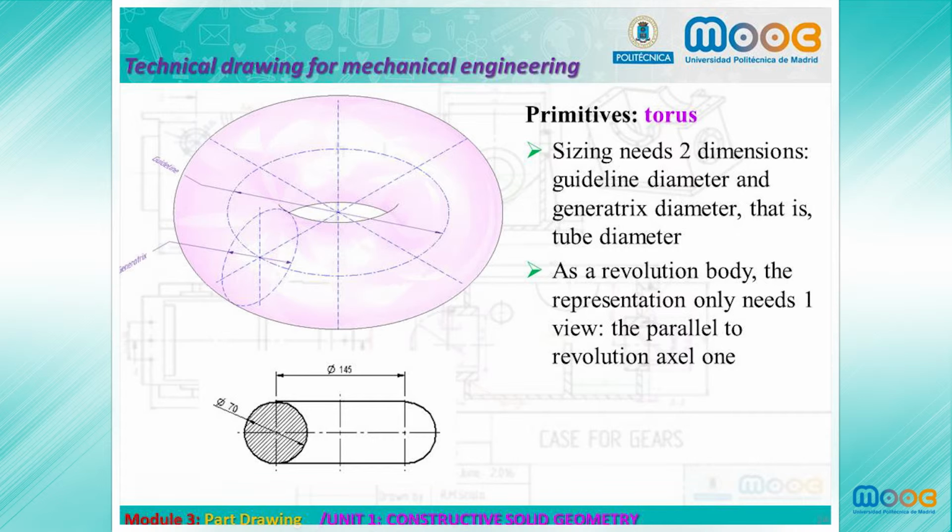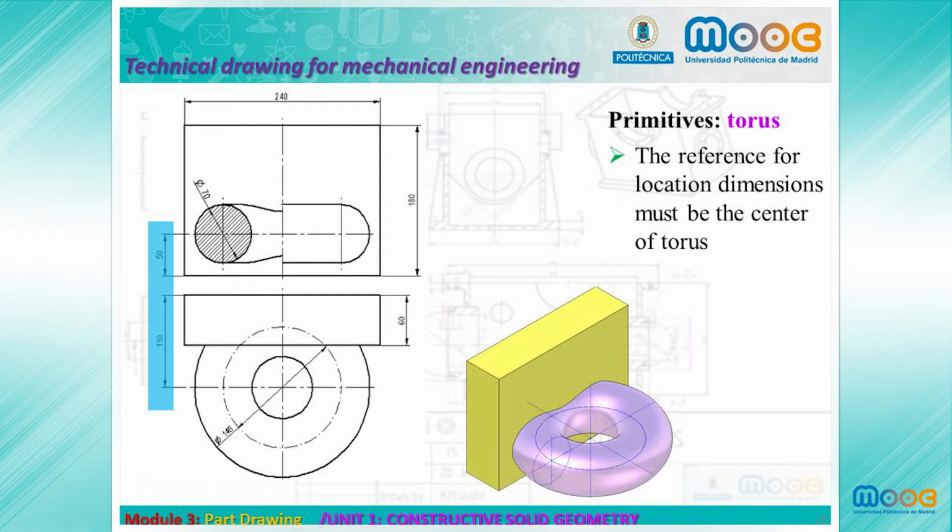Torus. This revolution primitive needs two dimensions for its sizing. First, the guideline diameter, and second, the generatrix diameter, that is, the tube diameter. As it's a revolution body, we need only one view. The reference for location dimensions must be the center of the torus.